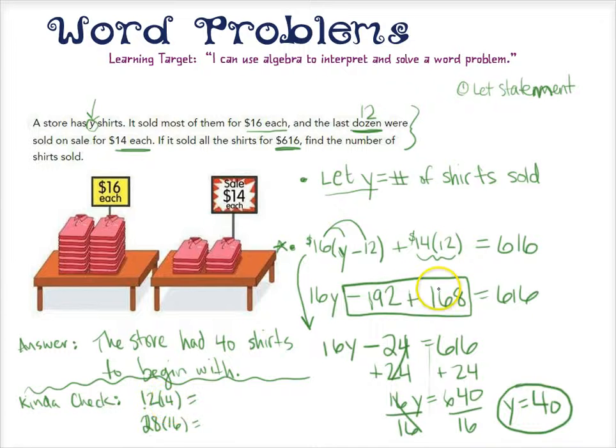I already did this problem once. This is 168. And of course I've forgotten this one again. Let me get my calculator back out. 28 times 16 is 448. And then I'm going to add these together, and I get 616. So I call it a kinda check because I'm using more common sense than a procedure, but it did work out. If I went through the problem again using what I know for an answer, it did work out, and it still makes sense.